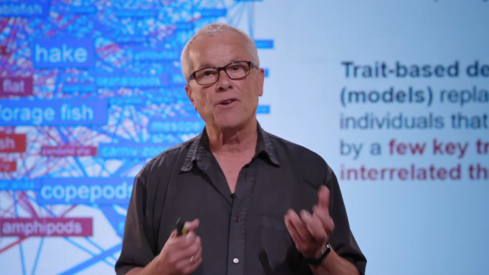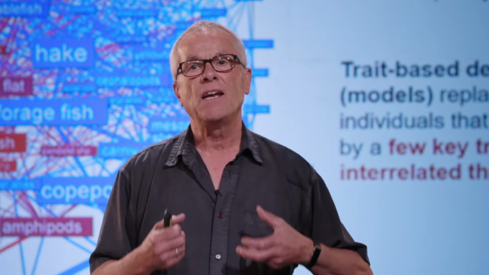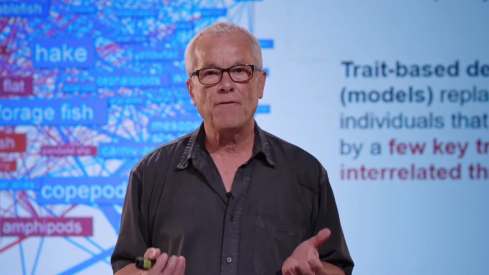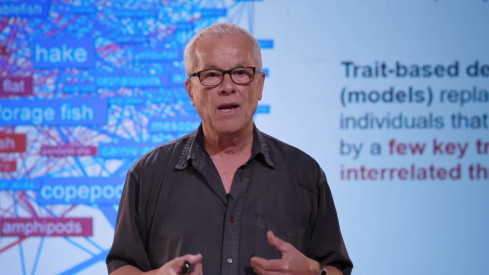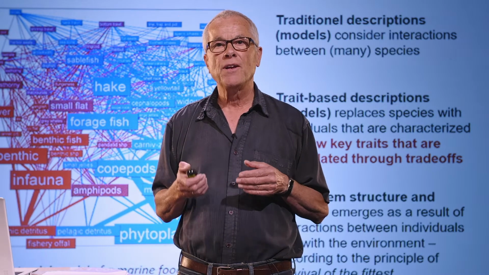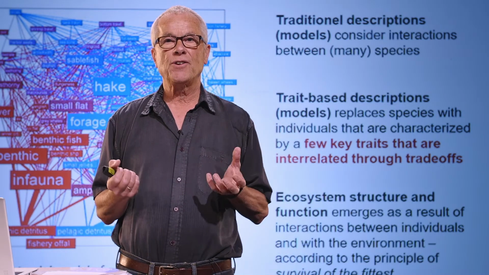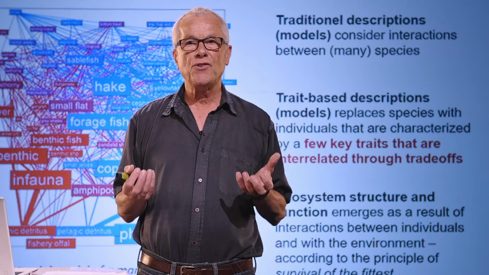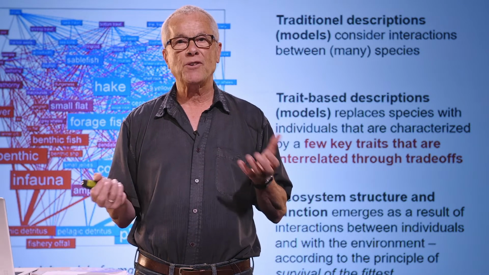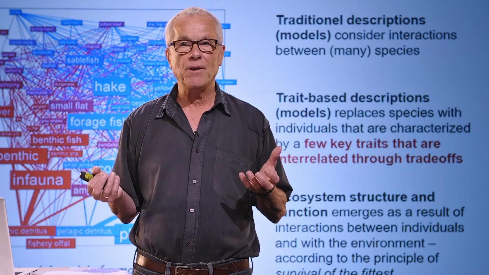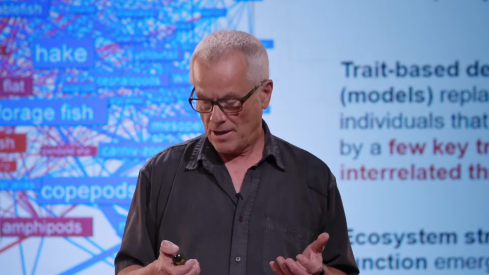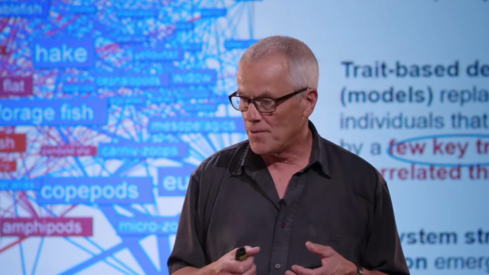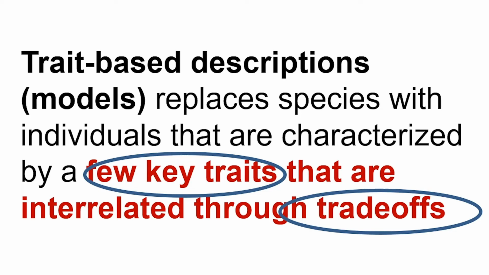Rather than considering species, it considers individuals that are characterized by a few key traits that are interrelated through trade-offs. If we can quantify these trade-offs, then the structure and function of an ecosystem emerges as a function of the interactions between individuals and the environment, according to the principle of survival of the fittest. There are two essential terms here, namely key trait and trade-offs, and let me explain what that means.